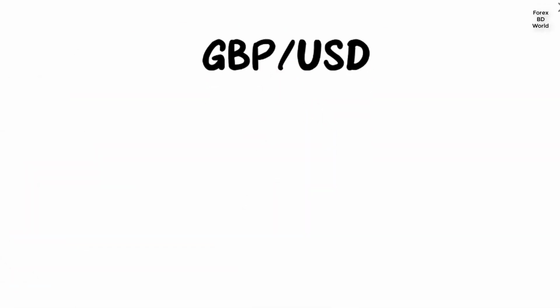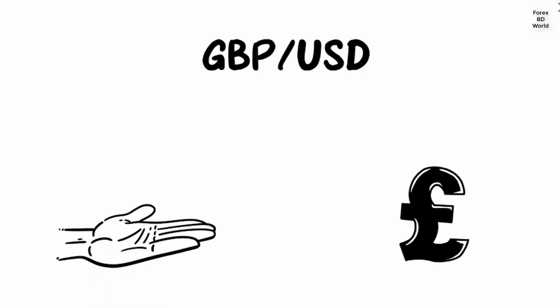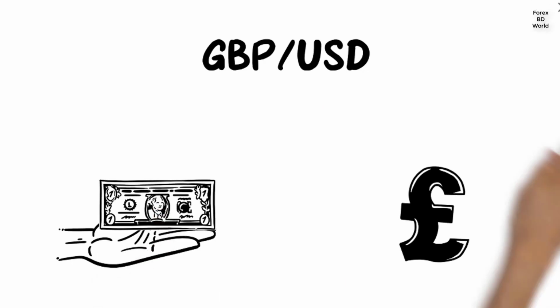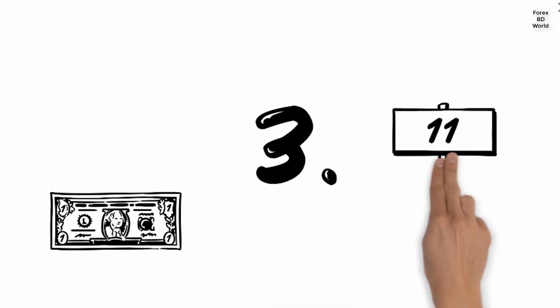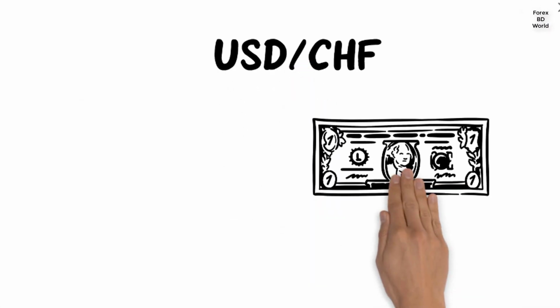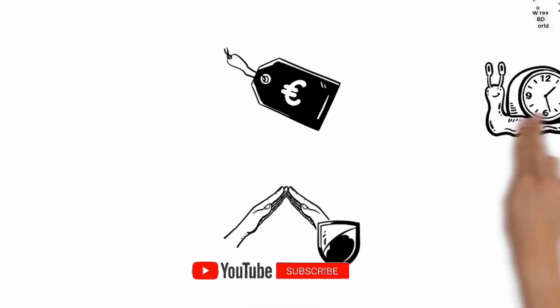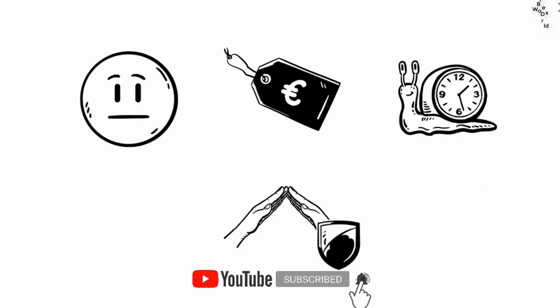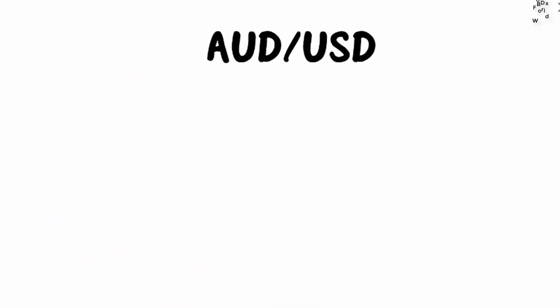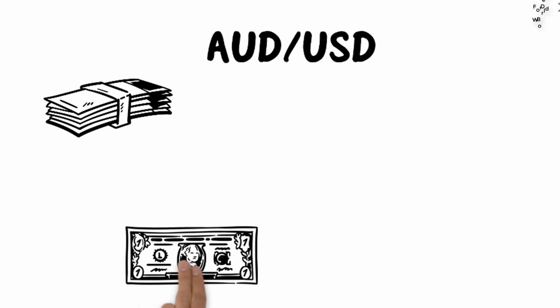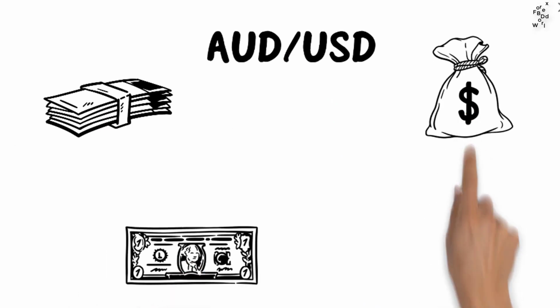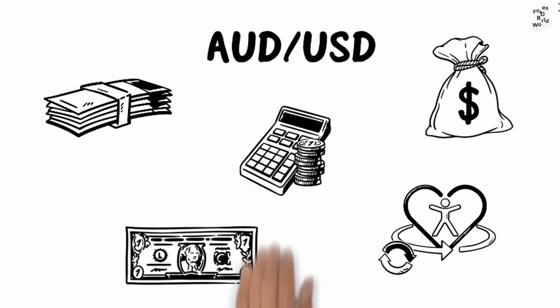The pound sterling to US dollar, also known as the cable, represents the British pound against the US dollar. It is the third most traded currency pair, accounting for around 11% of all Forex trades. The US dollar to Swiss franc represents the US dollar against the Swiss franc. It is often used as a safe haven currency, particularly during times of geopolitical uncertainty. The Australian dollar to US dollar represents the Australian dollar against the US dollar. It is often influenced by commodity prices and the overall health of the Australian economy.